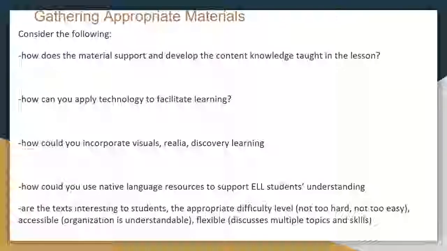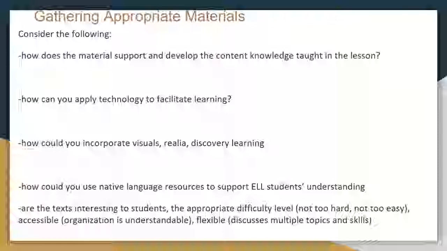Another thing you might want to consider when you're gathering your appropriate materials is, how can you find high interest materials that are especially relevant to students' personal lives, goals, and hobbies. Furthermore, you have to consider, are the materials at the appropriate difficulty level academically and also the appropriate language ability level.